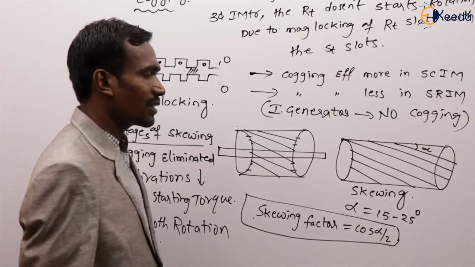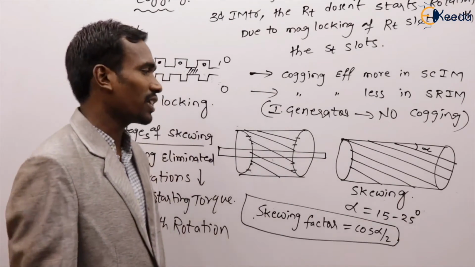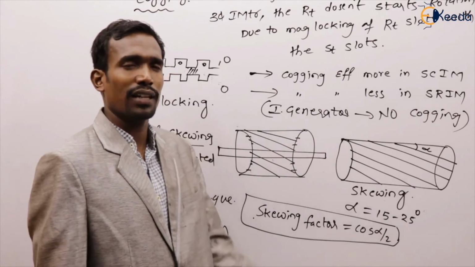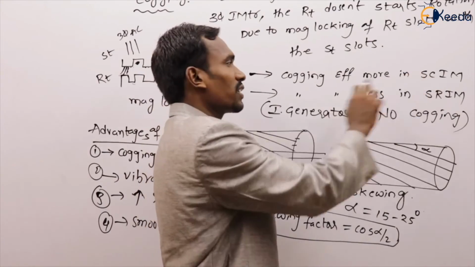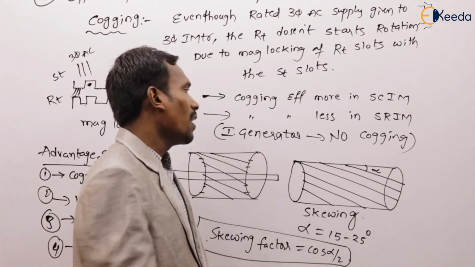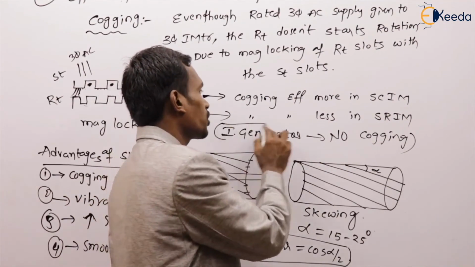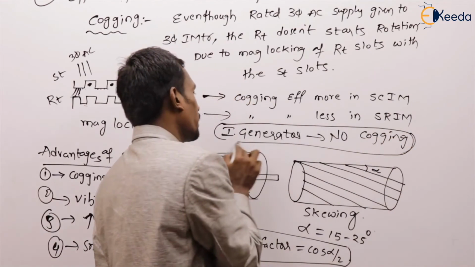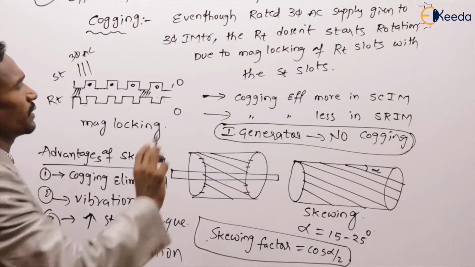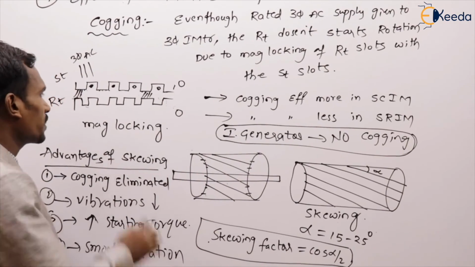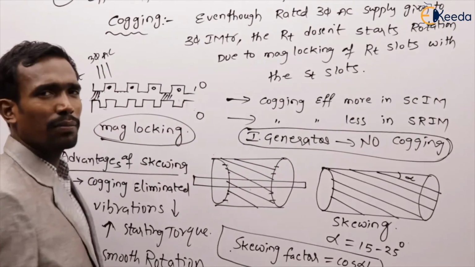Skewing factor cos alpha by 2. Skewing is some inclination with an angle around 15 to 25 or 30 degrees generally. So cogging effect is more in squirrel cage, cogging effect is less in slip ring, and there is no cogging in induction generator. This is simply about cogging, or magnetic locking.